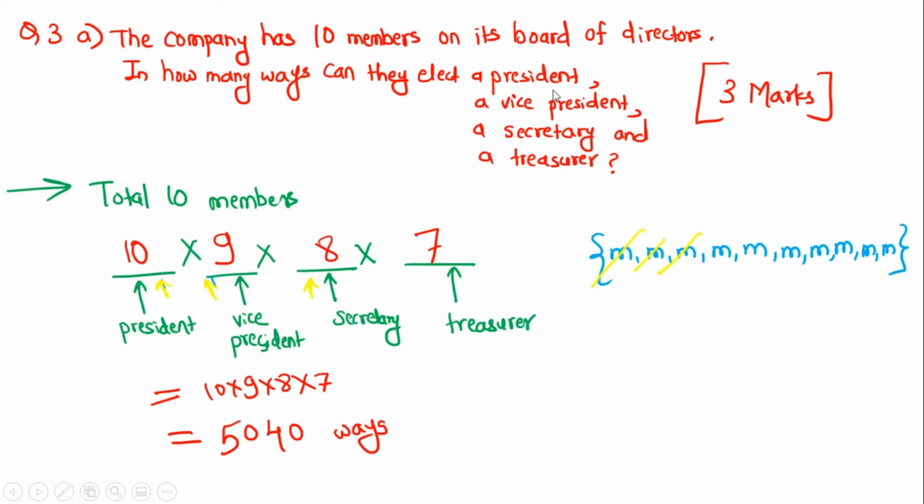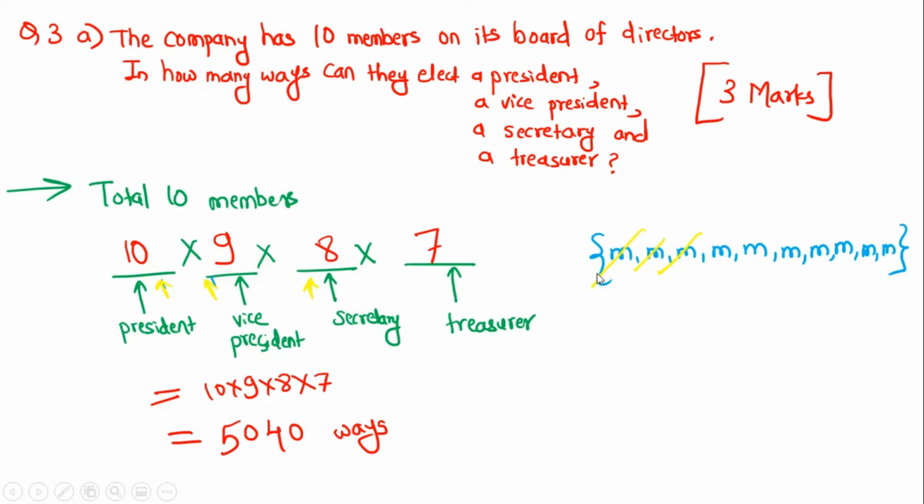Now for the first position, that is the president, one president can be selected. Among all of these 10 members, as I am selecting the president first, I can select any one of the 10 members as president. So for the president position, I have 10 choices. Next we have to select the vice president. This is selected along with the president. After the president is selected, one member is out of the race.